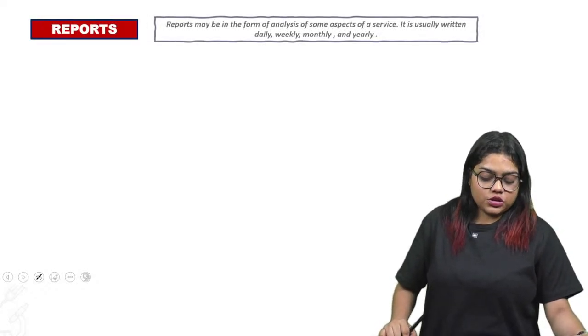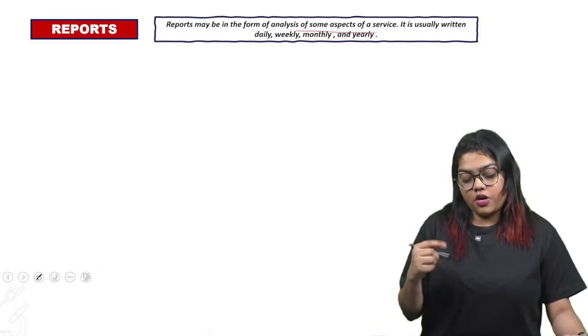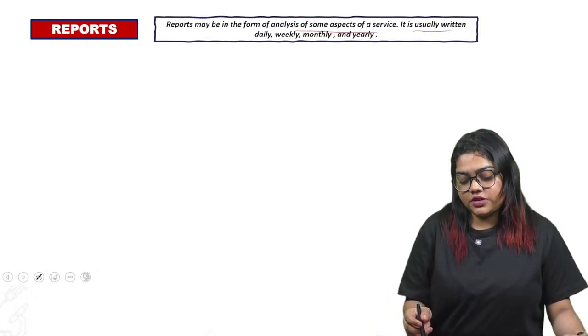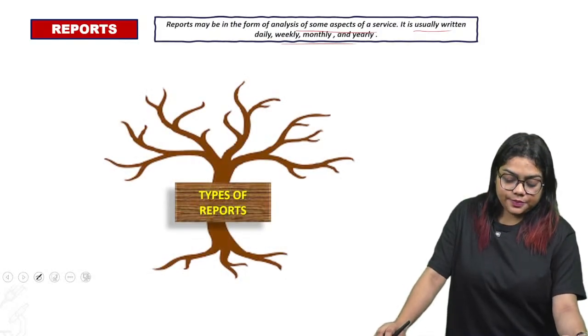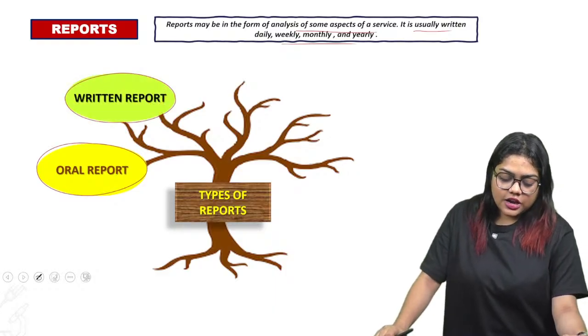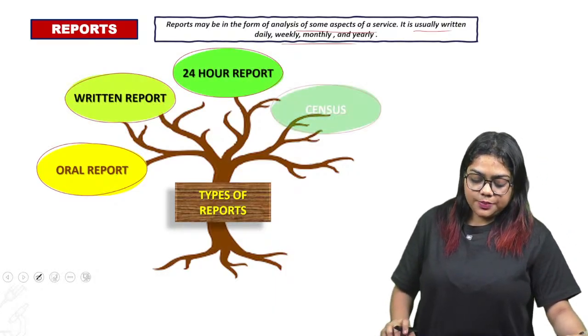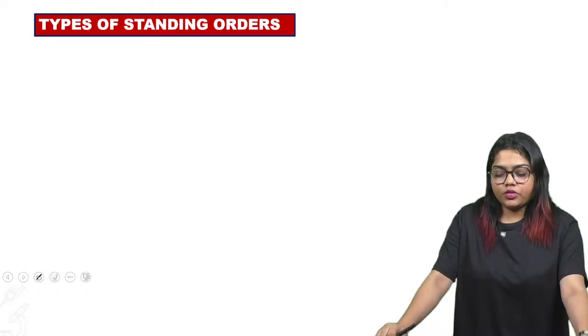Next are reports. So what are reports? Reports may be a form of analysis of some aspects of a service. They are usually written daily, weekly, monthly and yearly. There are different types of reports such as oral reports, written reports, hour reports, census, and accidents. So these are the types of reports.